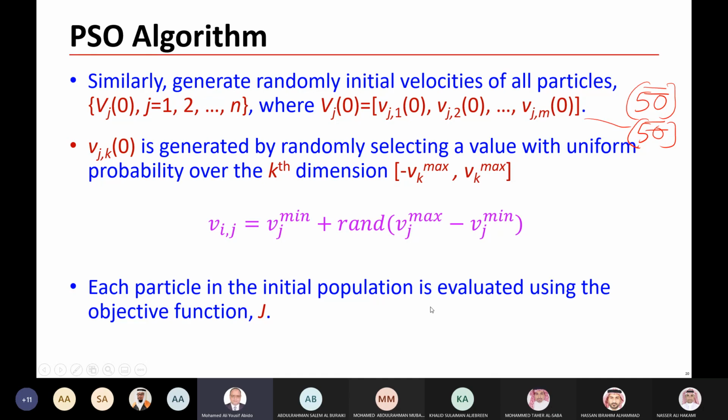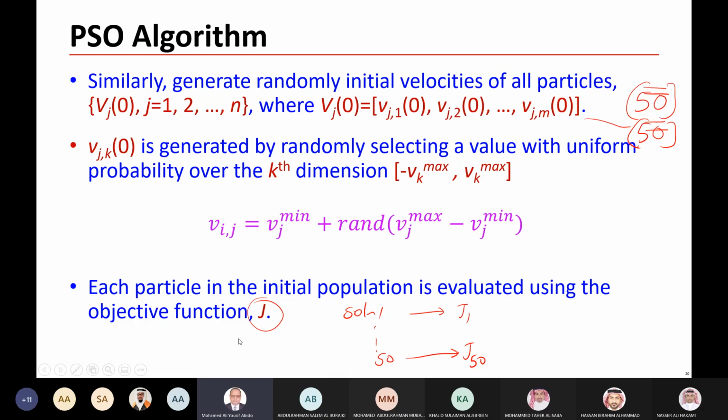Each particle in the initial population is evaluated using the objective function. Of course, you have the position for each one. The position or solution. If you have the solution, you can calculate the objective function for each solution. Solution 1, this is J1, and the solution 50, you have J50. Okay?